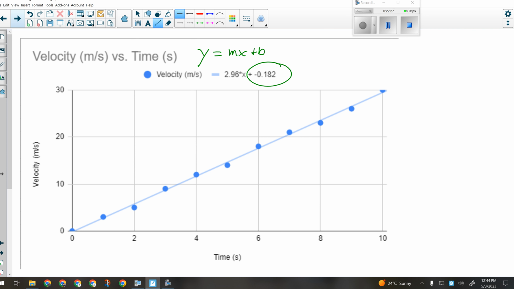All right, what's the acceleration of this object? So, quick review. Acceleration is the rate at which you change your velocity. Acceleration is occurring anytime velocity is changing. What part of that equation tells me how quickly y changes as a function of x? The slope, m. So, what's the acceleration of this object? That's m. This object is accelerating at 2.96 meters per second squared. Every second, it goes 2.96 meters per second faster than the second before.